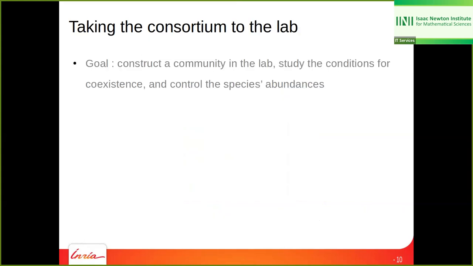So I constructed it. I added some changes to one of the strains to make it into an actual cleaner. Then I studied the conditions for coexistence. So do we actually find the same region of dilution rates in the lab as in the model? And then eventually, if we have a model and we see that it corresponds well with reality and we can predict the conditions for coexistence, then maybe we can even control our consortium and control the species abundances, and in this way also optimize protein production. That would be, of course, the ideal situation.